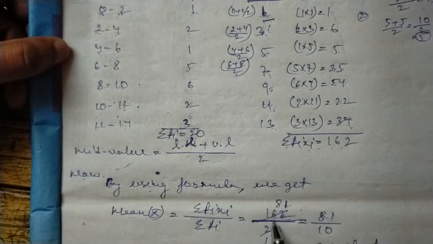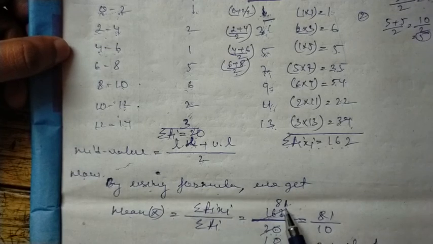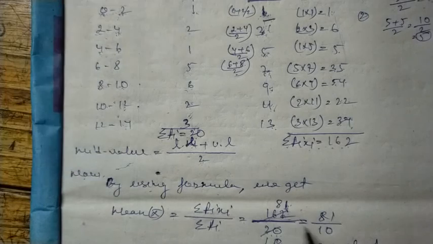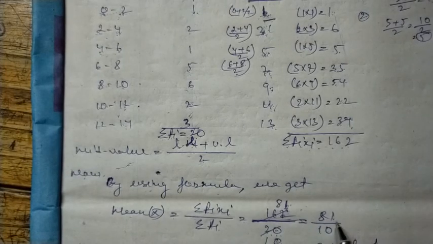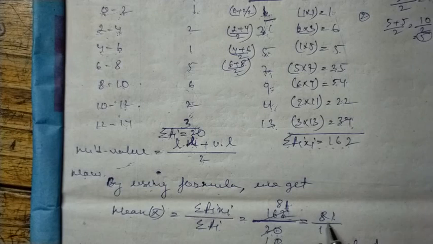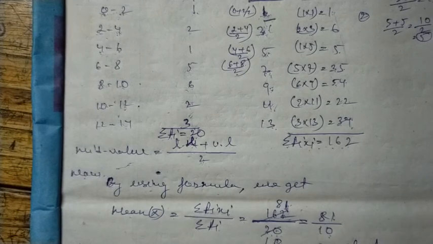Dividing by 2, we get 81 over 10. Now we cannot cancel these numbers by 2 because there is no even number. If we divide 81 by 10, we shift the decimal one digit to the left. So 8.1 plants is our answer. I think you have understood.